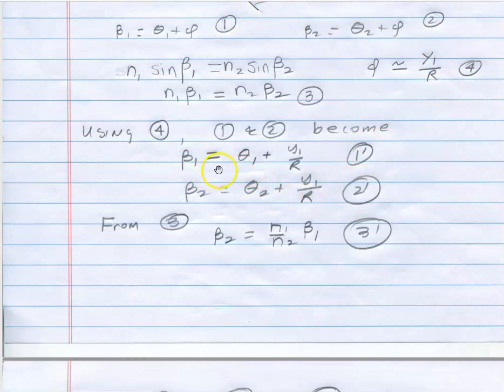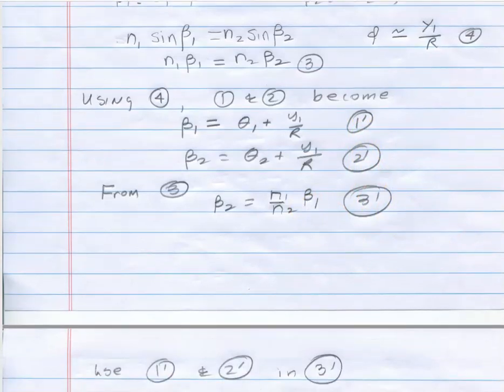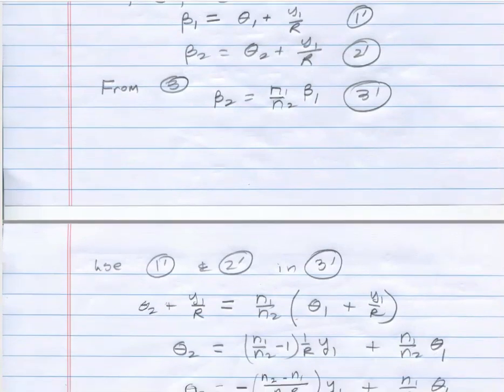And that's what I did here. 1 becomes 1 prime, so just substituting y1 over r. And likewise over here, equation 2 becomes 2 prime, theta 2 plus y1 over r. And then at the same time, I simply solved 3 for beta 2. So beta 2 is n1 over n2 beta 1. And I call these equation 1 prime, equation 2 prime, and equation 3 prime. Now then I'll use 1 prime and 2 prime in 3. So just direct substitution for beta 2.